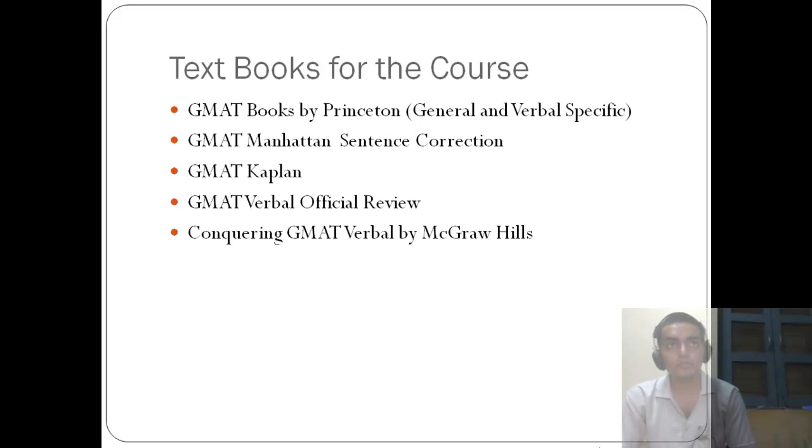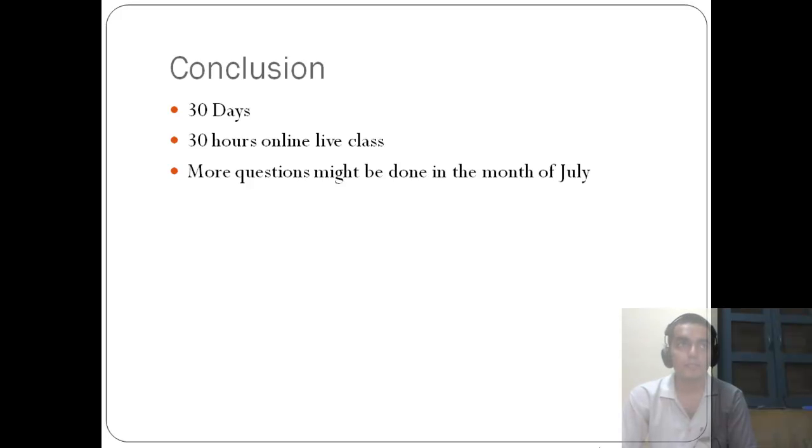The text for this course is the GMAT books by Princeton, the Manhattan series, and the Verbal Review. Two which you can also check out are Kaplan and Conquering the GMAT by McGraw-Hill. So these are also two nice books. So these are the set of books. The compulsory ones are the Princeton, Manhattan, and Official Verbal Review, which we'll cover in the course. So it's a 30-day course, 30 hours of online classes with me. I'll probably extend this course to a longer duration to the month of July as well. So you can check out that.